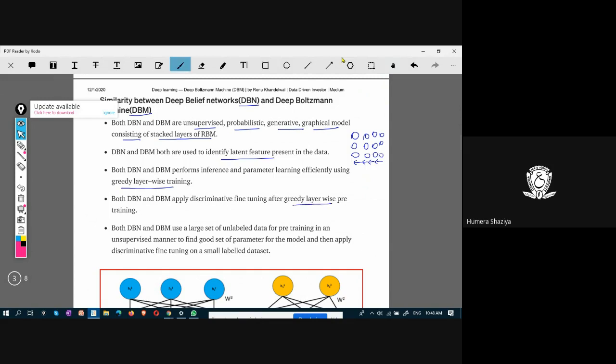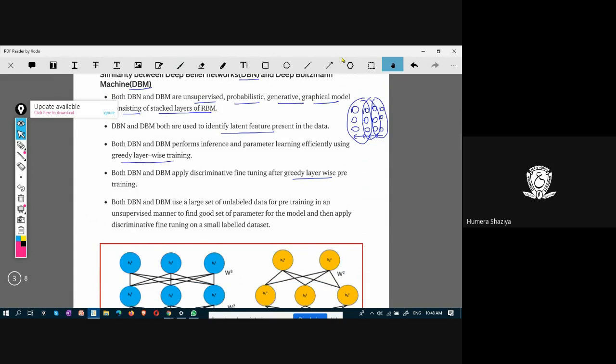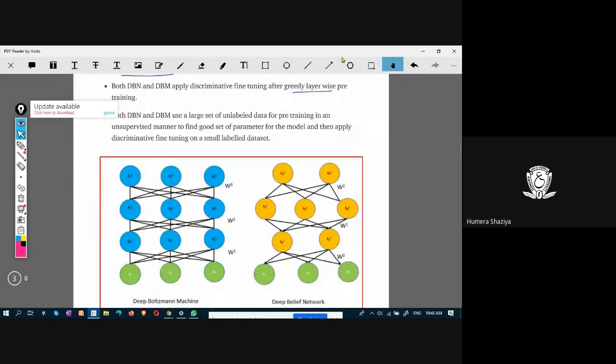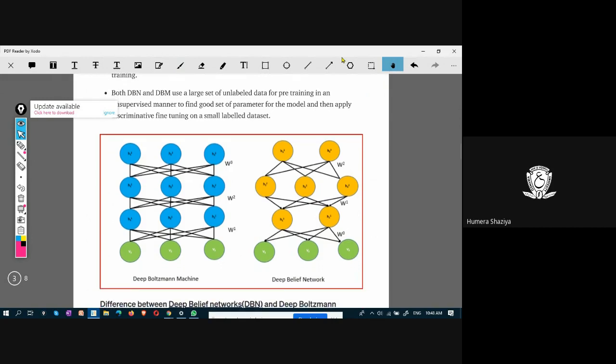Whereas greedy layer-wise pre-training is where you train this two, then you train this two, like that, layer-wise. Both DBN and DBM use a large set of unlabeled data for pre-training in an unsupervised manner. It finds a good set of parameters for the model and then applies discriminative fine-tuning. This is deep Boltzmann machine. This is deep belief network.